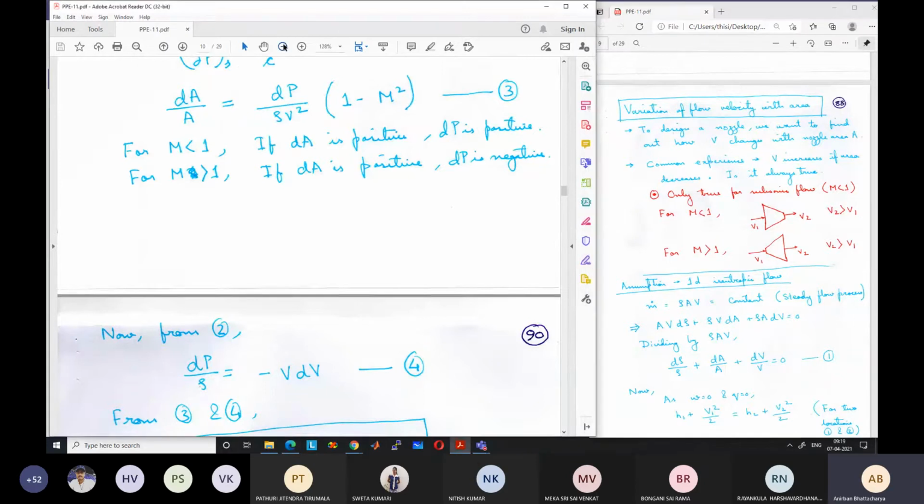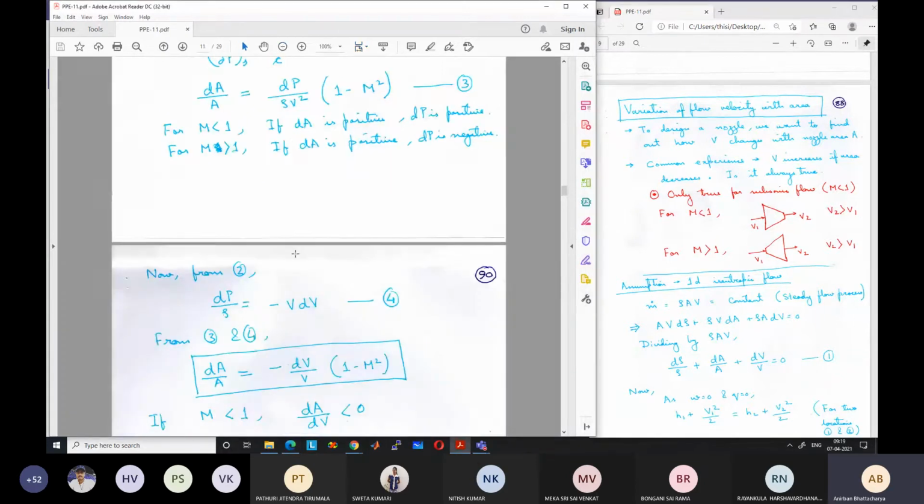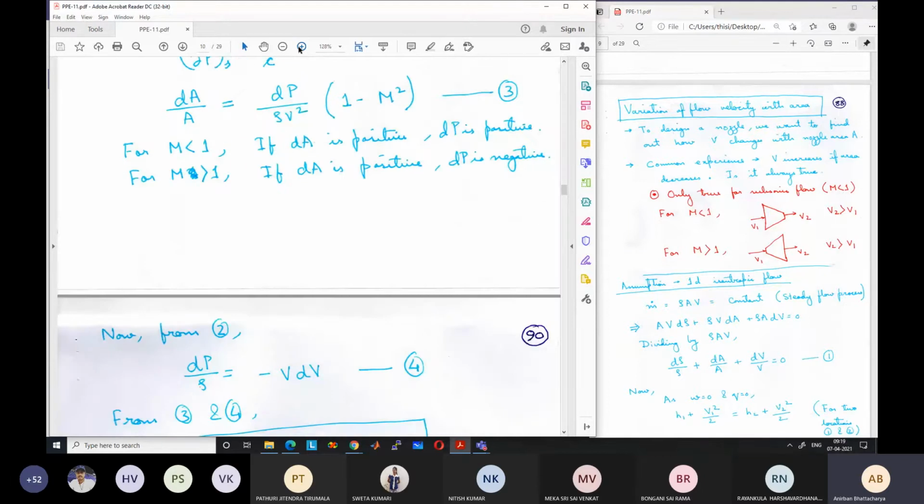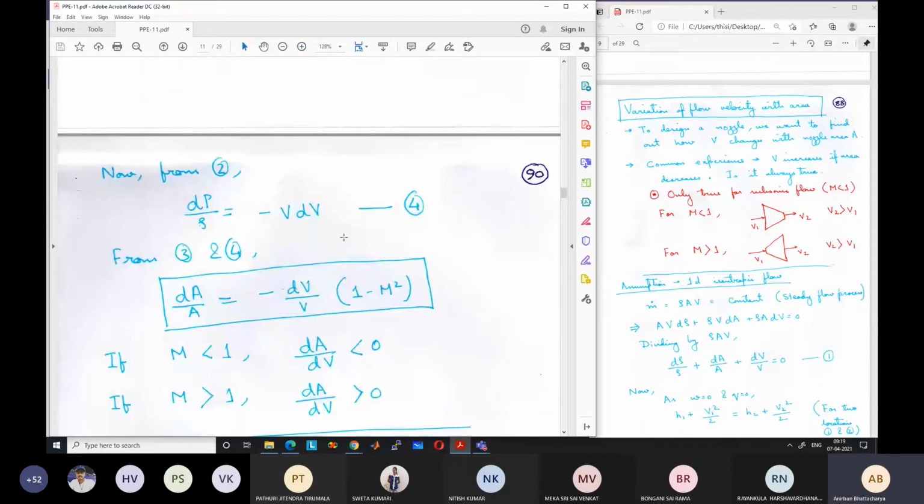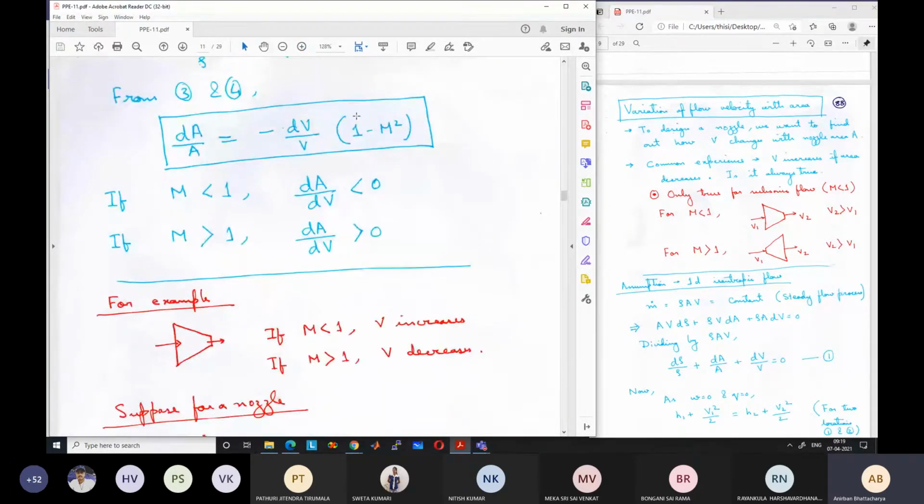dA by A is equal to minus dV by V times (1 minus M squared). Again, you just relate: if M is less than 1, then 1 minus M squared is positive. So for a subsonic flow, 1 minus M squared is positive. If dA is negative, dV will be positive because of this negative sign; A and V have to be positive. So if dA is negative, dV has to be positive.